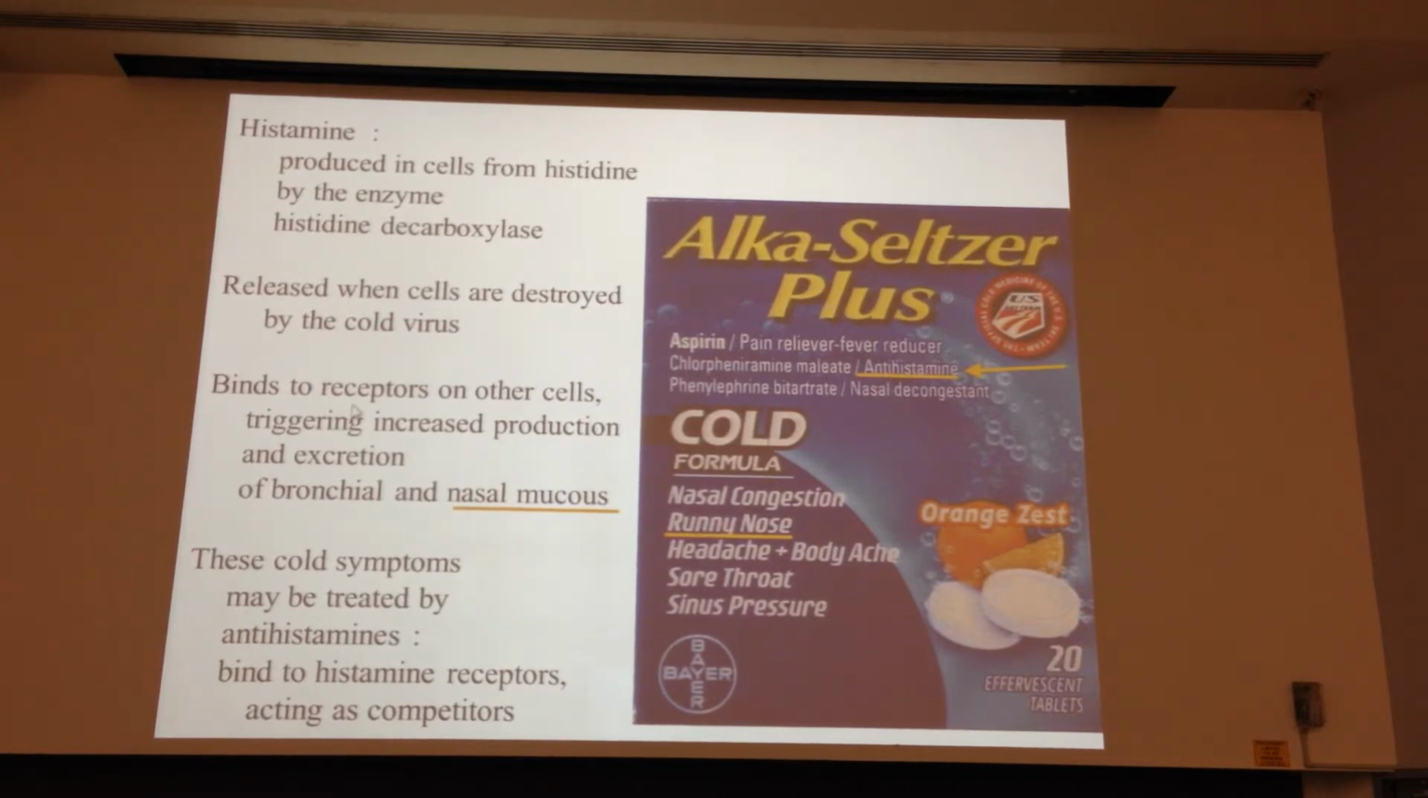Now that histamine then binds to receptors on other cells in the nose, and those receptors bind that and then cause cells to release fluid. Part of the idea is that the fluid might then help rinse that virus out of your nose. You might be able to get rid of it or dilute it down that way. So these other cells that are stimulated by the histamine excrete this mucus in your bronchial system and your nasal system.